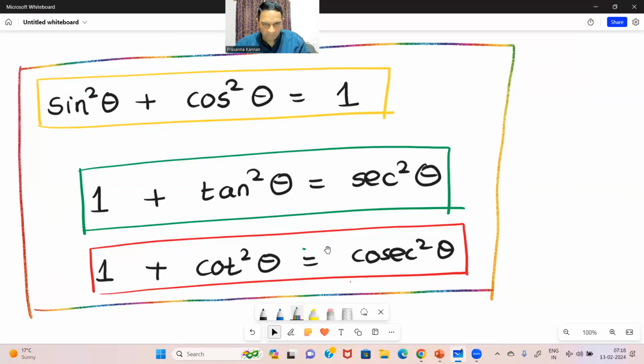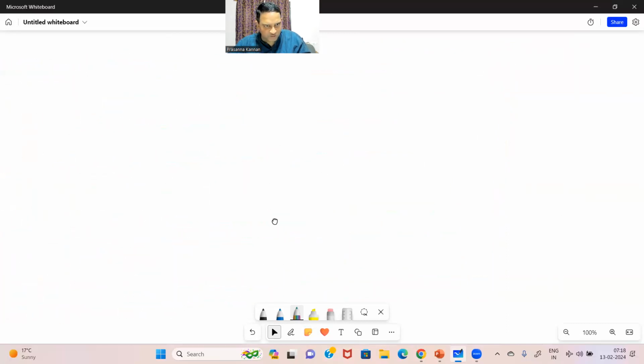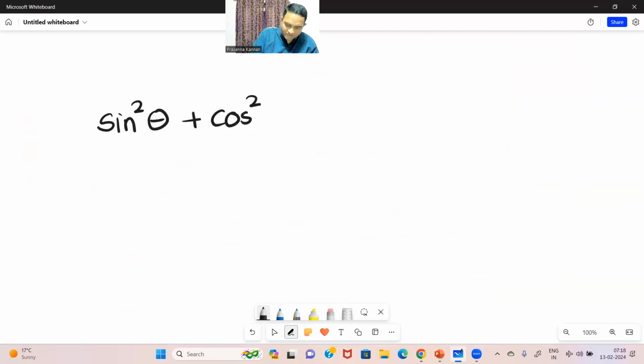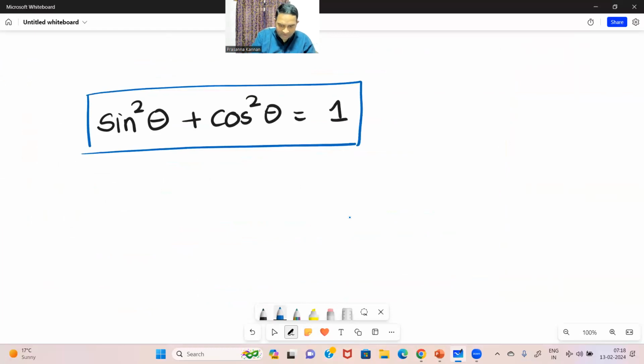Correct? Now, what are the variations? Some variations we have already discussed. Now we'll discuss the variations of all these three formulae. So what are the three identities? Sin square theta plus cos square theta is equal to 1, correct? So now you can derive some formulas based on this.